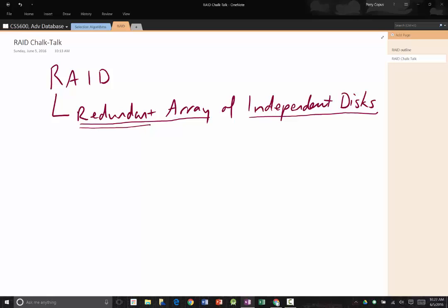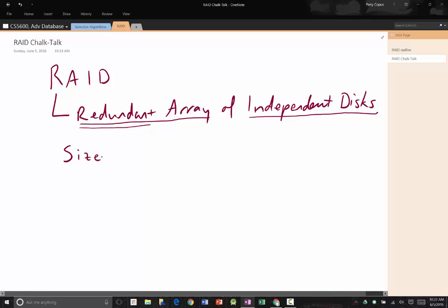The first, very obviously, is size. That's reason one. If we need to store more data than a single disk can hold, then somehow we need to combine disks together to have greater size.